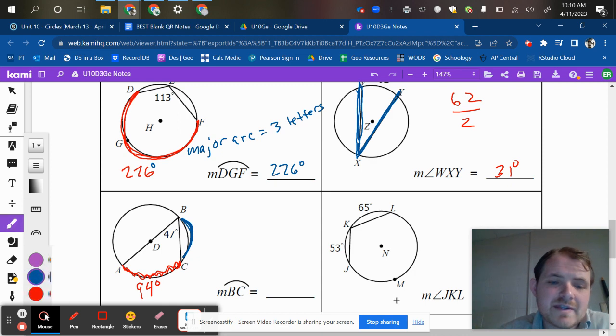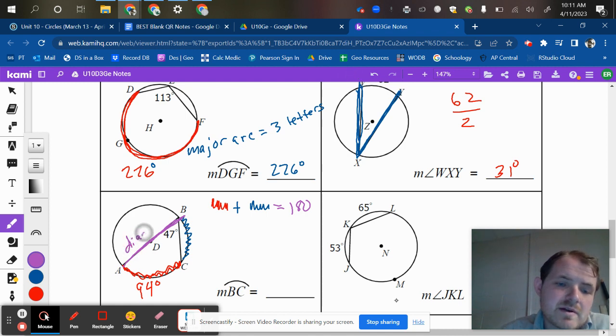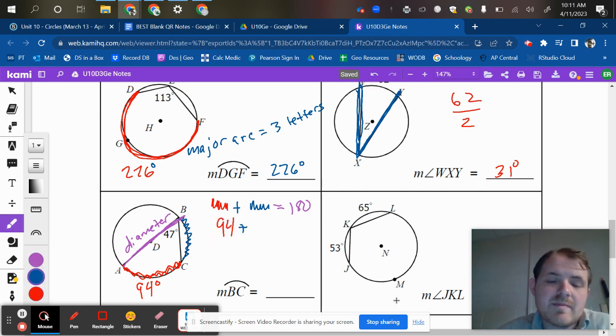But what can I do to figure out this blue section right there? How can I figure out that blue section? Well, hopefully you're seeing that the red plus the blue should equal 180 degrees, okay? Because that goes perfectly through the center. That is a diameter. So you want to use that information to figure out that the 94 plus that question mark, arc BC, is 180 degrees. So solving this equation gives you that BC is equivalent to 86 degrees.